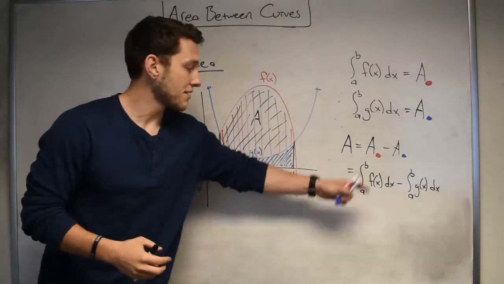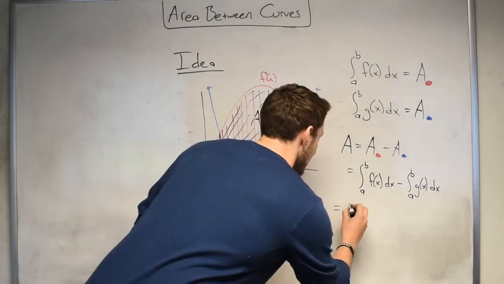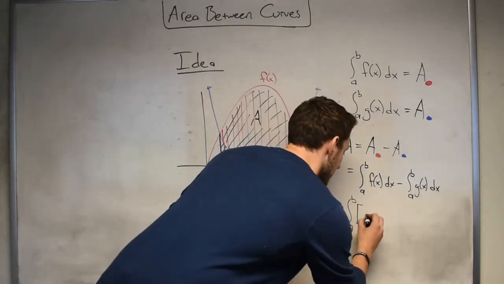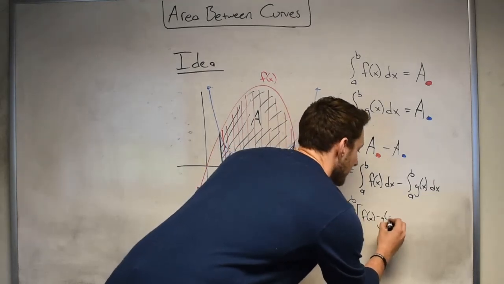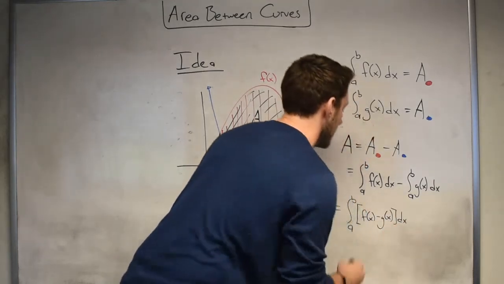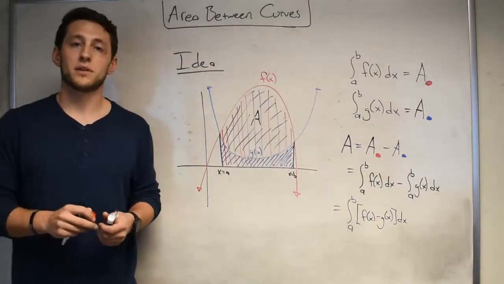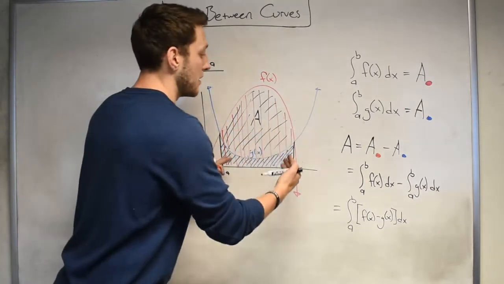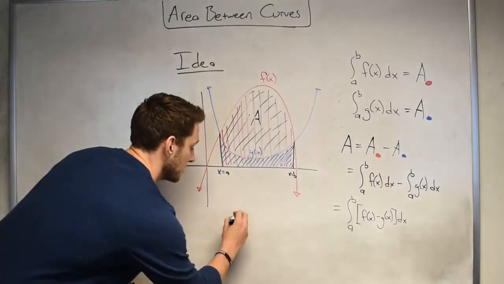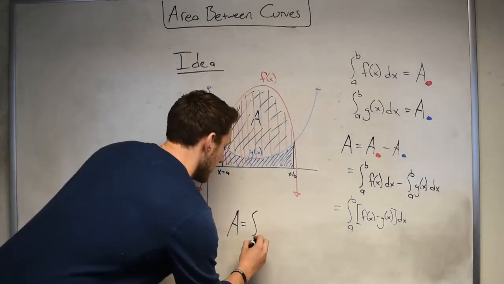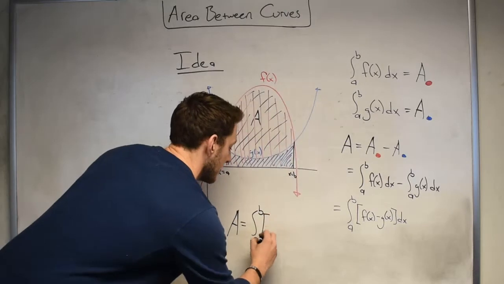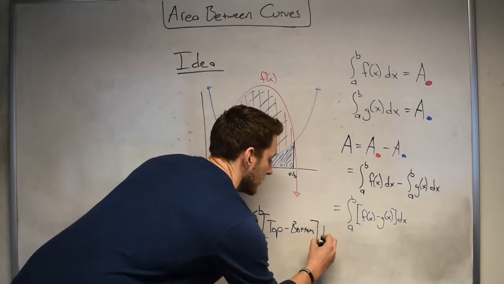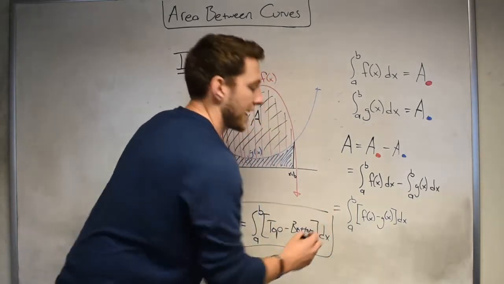Now since they have the same bounds of integration from a to b, we can actually combine this into one integral, the integral from a to b of my top function f of x minus my bottom function g of x. And this right here is exactly how we're going to find our area. It will always be the integral from your left bound to your right bound of top function, so more generally, the formula we'll be using, from a to b, our left bound to right bound, of our top function minus our bottom function, all with respect to x.